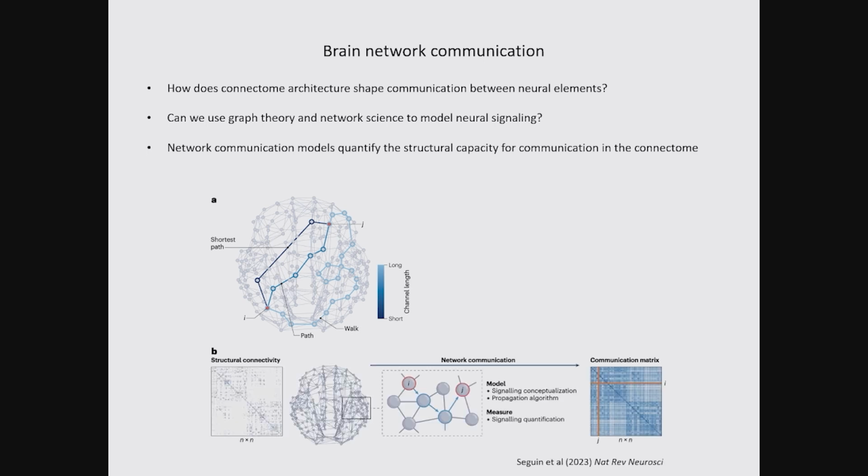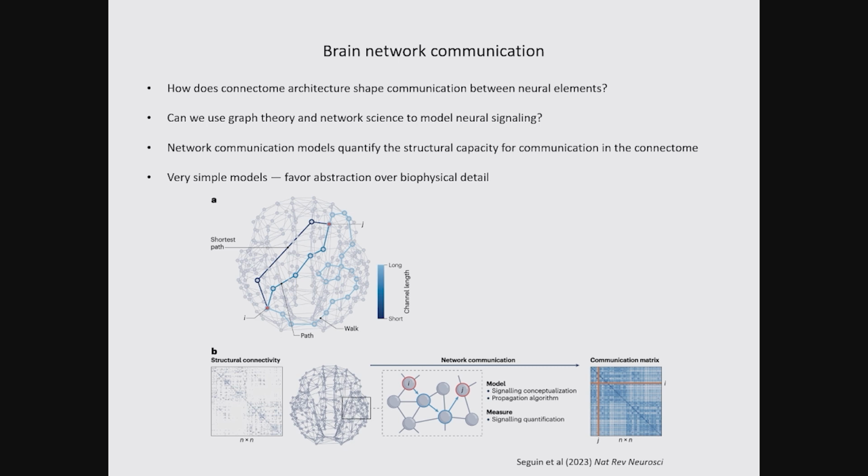So the modeling pipeline is that you start with your structural connectivity, which is typically a sparse matrix, so it only encodes information between regions that are anatomically connected. Then you can simulate communication with a communication model, and that will give you a communication matrix that is now fully instantiated and tells us about the structural capacity for communication between every pair of regions.